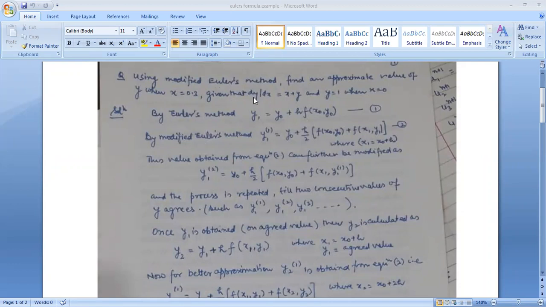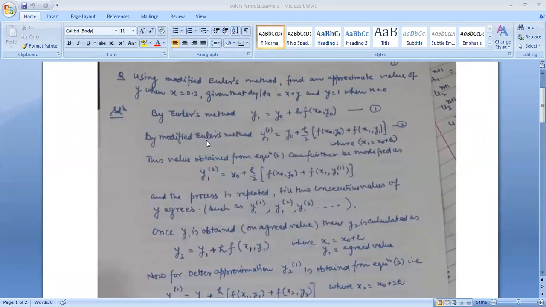And suppose this is the equation: dy by dx is equal to x plus y, where x0 is equal to 0 and y0 is equal to 1. So first of all, by Euler's method, we try to find out the value of y1, meaning the next value of y for the next value of x. So y1 is calculated as y1 is equal to y0 plus h f(x0, y0).